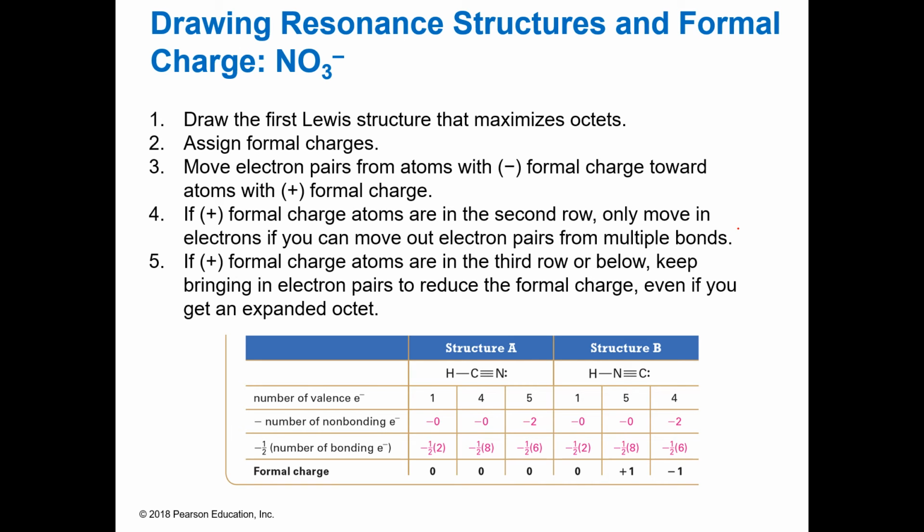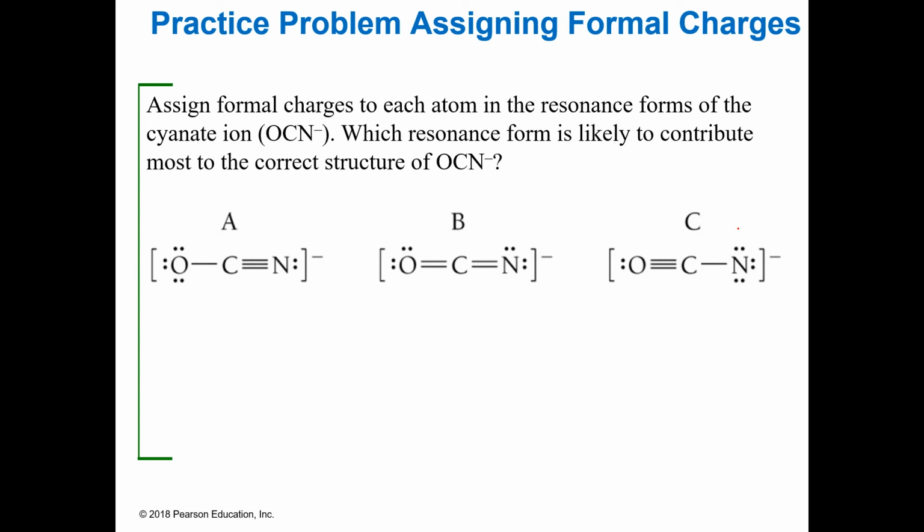All right, drawing resonance structures and formal charge. So we're going to look at a couple different examples here. When we do this, this is what we want to do first: draw the Lewis structure that maximizes the octets, assign formal charges, then you're going to move electrons, so this is where you're going to do your resonance, and then from there we can figure out which one is the best. So let's actually look at an example.